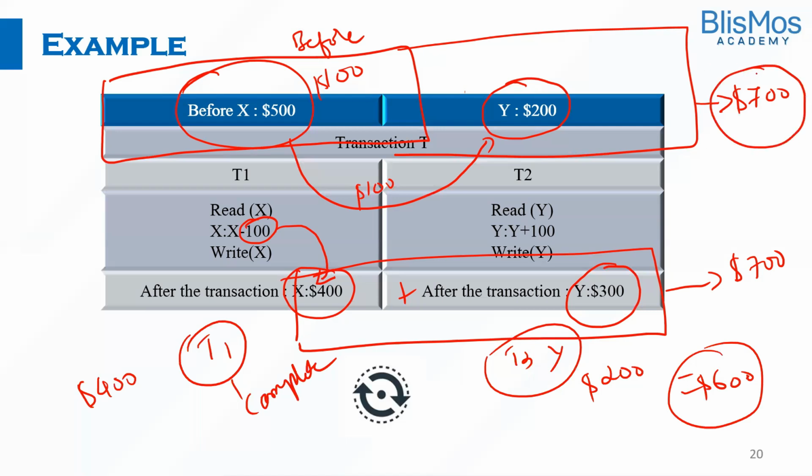So just to summarize, consistency refers to the correctness of the database, wherein the database should be consistent before the transaction and after the transaction as well.